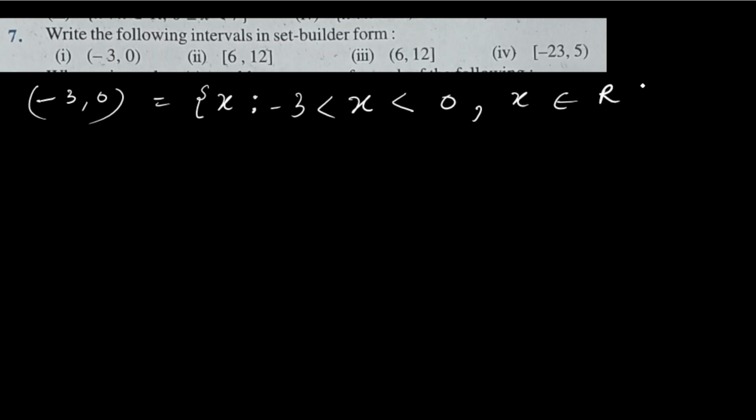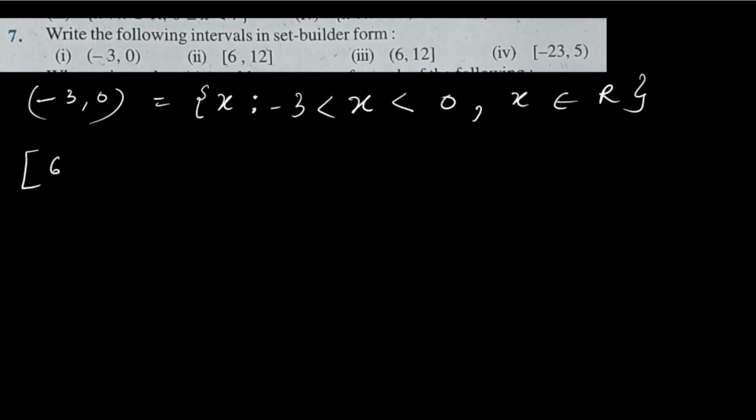Intervals are given, and we have to write them in set builder form. So it is just the opposite of the previous question. Again, very easy. We can just write the interval, and again we write the set builder form. So x, you can write any alphabet, is equal to x such that x, with both sides open. Open means we have to write without equality. So x is greater than -3 and x is less than 0, and you can write x belongs to real numbers, because intervals are subsets of real numbers. So here particularly you have to mention that x belongs to real numbers.